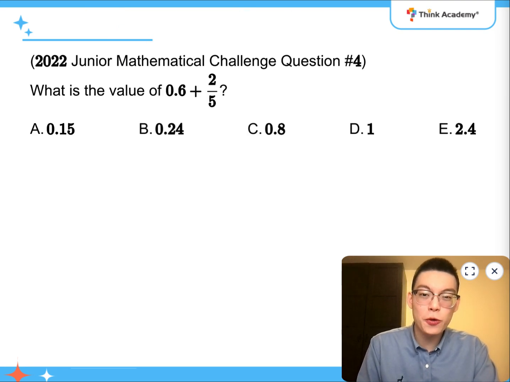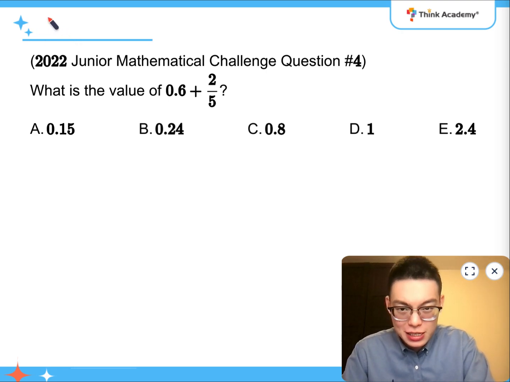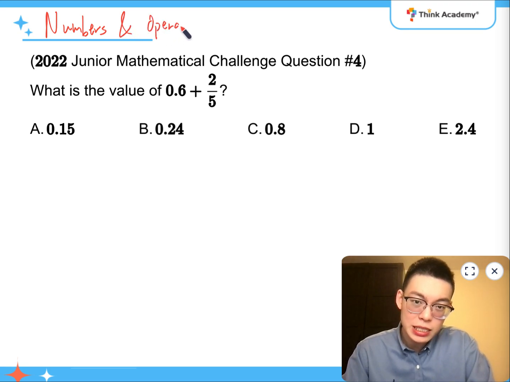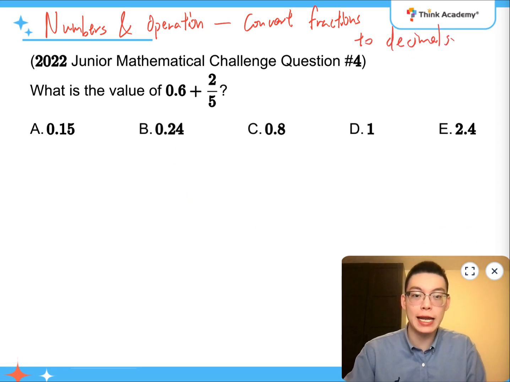And then for question 4, well, it's another easy one. I would say it's a gift, to be fair. Numbers and operations. And this time, we just need to convert fractions to decimals. And we will be able to calculate the answer.